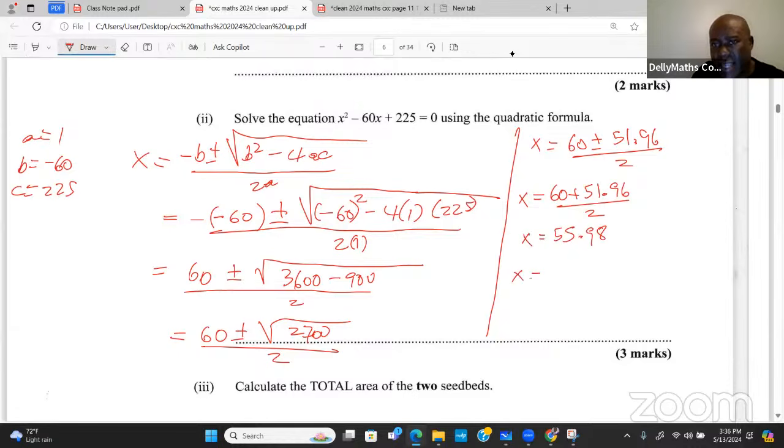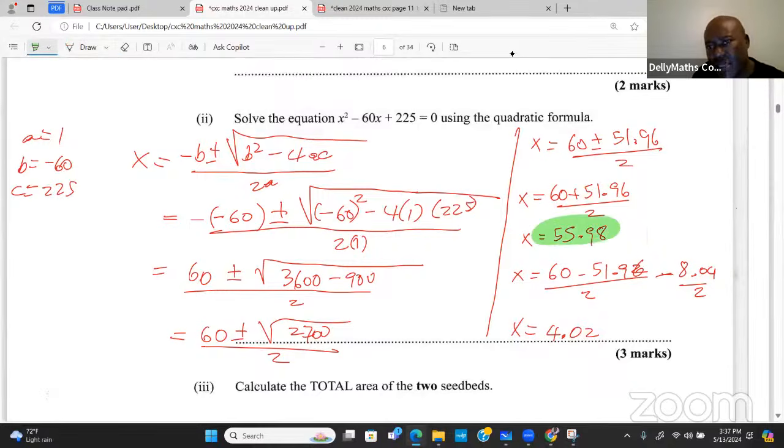And in the second instance, x is equal to 60 minus 51.96 over 2. 60 minus 51.96, so we have 8.04 over 2. So I'm getting x to be 4.02. Okay. All right. So I have two values for x here. I'm just going to highlight them. I have this as a value for x as well as that as a value for x. All right. So we have two values for x right there.